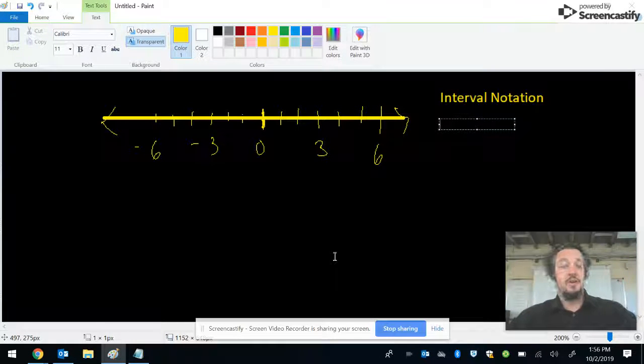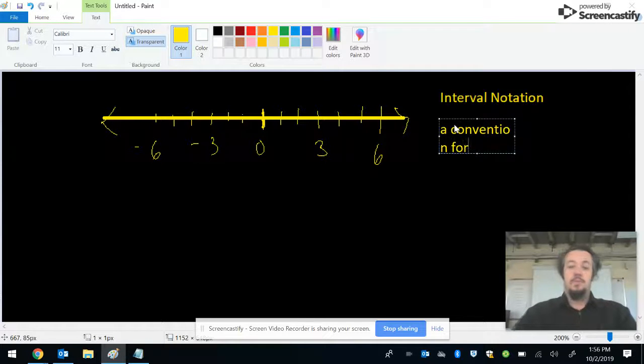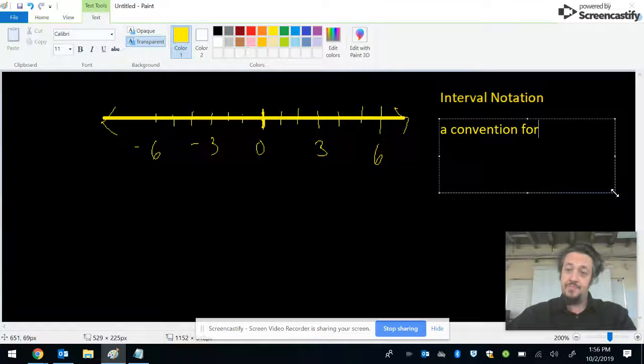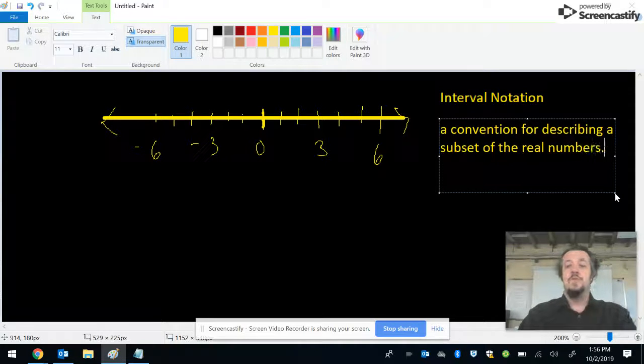I'm going to talk to you about what interval notation is. Just a quick intro here. First of all, interval notation is simply a convention for describing a subset. And I know that's a lot of complex words.